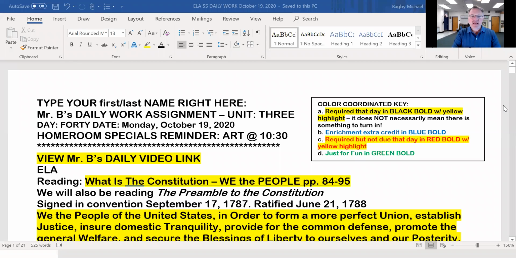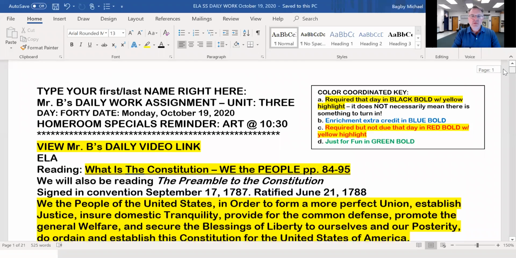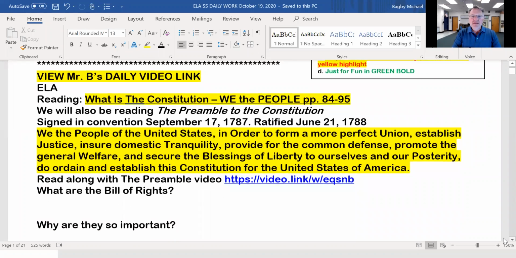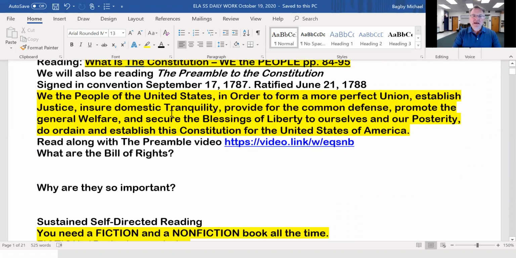Kicking off the last week of the first quarter online. That's right, it's day 40, October 19th, Monday. Today you have art, my homeroom, reminder there. We are reading the next to the last chapter today of What is the Constitution? We the People. I will be listening to see if anyone has the preamble memorized.